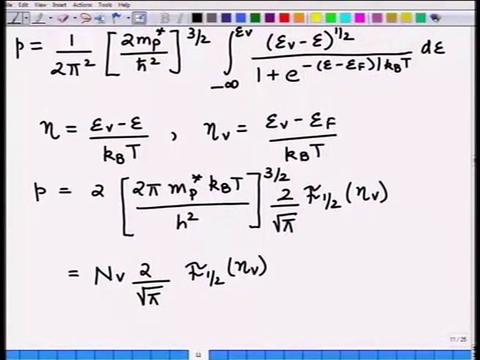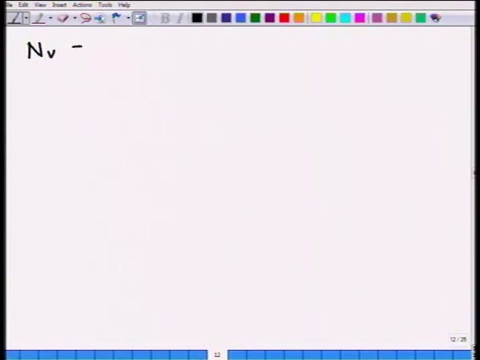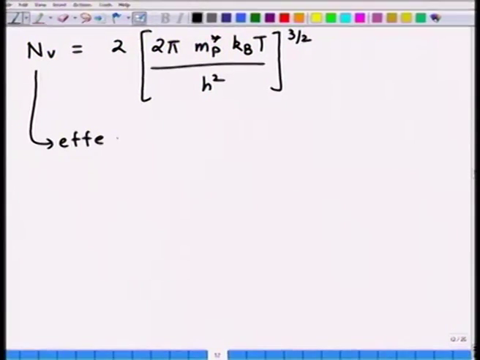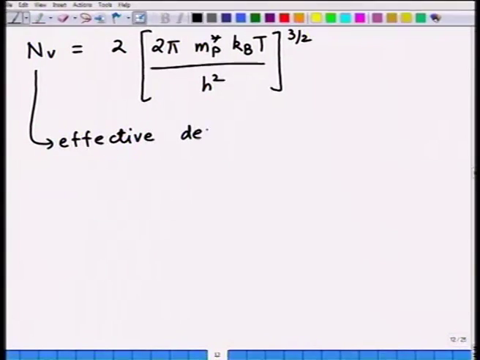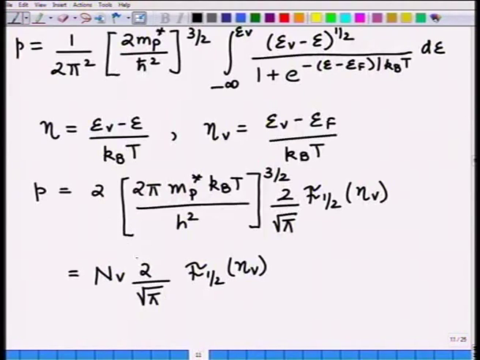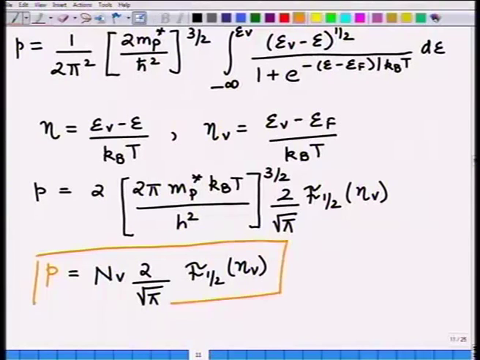So, same form of equation where N_v of course is equal to 2 pi m_p, the effective mass of holes, k_B T divided by h square to the power 3 by 2, and this quantity is the effective density of states in the valence band, the density of states for holes, that is obviously in the valence band. So, we have an expression for p, that is what essentially this is.